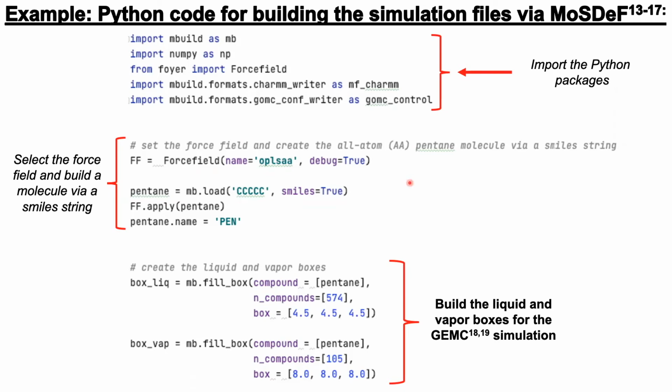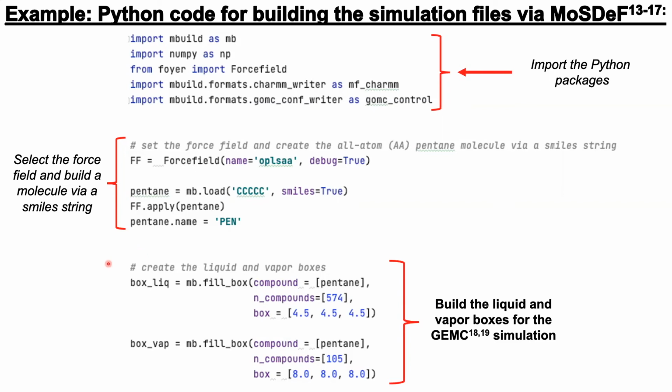And since we're using the OPLS AA force field, specifically an all atom force field, we can simply use a SMILES string to create the molecule. In this case, pentane is represented by 5 C's here as a string. So we just enter this. We don't need to build the molecule in any other way. It just builds it from the SMILES string. And then we apply the force field to pentane and name the molecule residue, PEN, short for pentane. And now we have a pentane molecule to add to the simulation box.